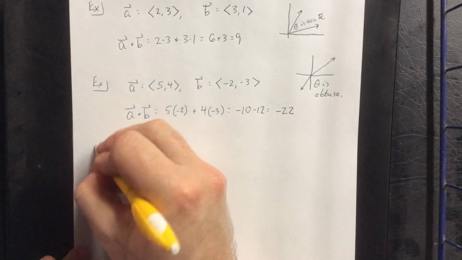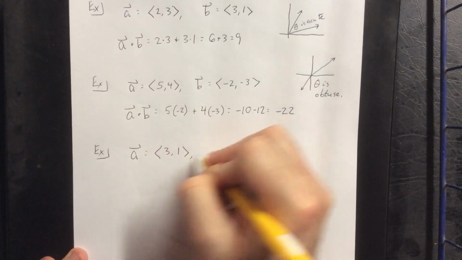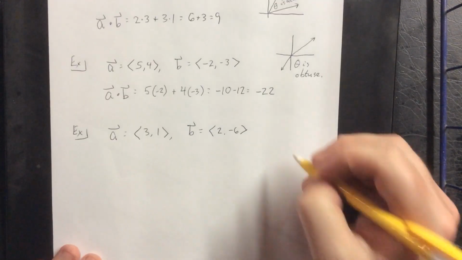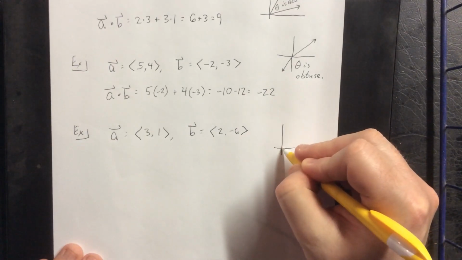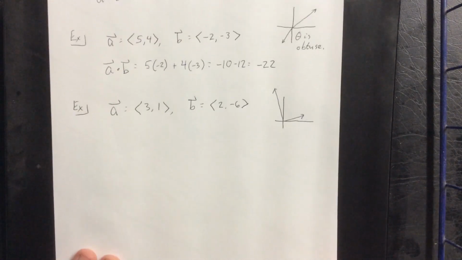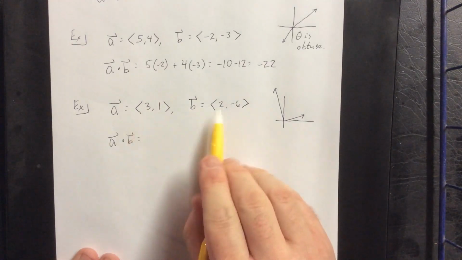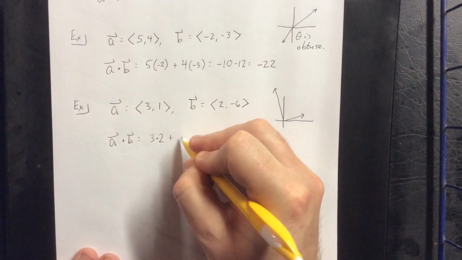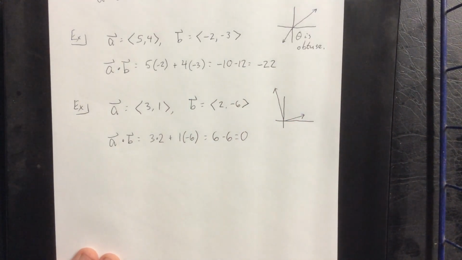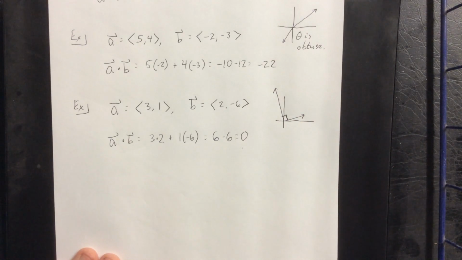Now, of course, there is a sweet spot right in between them, where if we say that A is the vector 3, 1, and B is the vector 2, -6. Vector A points into the first quadrant, like so, and vector B points into the fourth quadrant, like so. If I take the dot product of these two vectors, that would be 3 times 2 plus 1 times -6, giving me 6 minus 6, which is 0. I can tell because the dot product is equal to 0 that these two vectors are orthogonal.